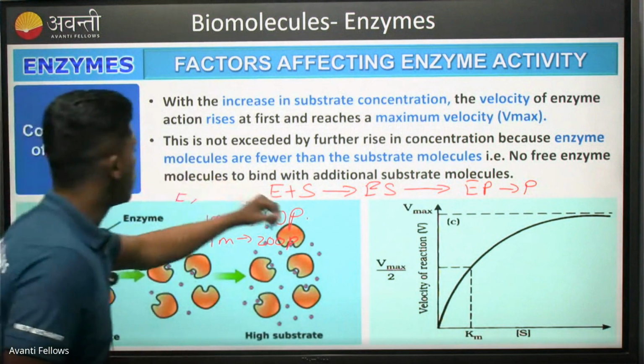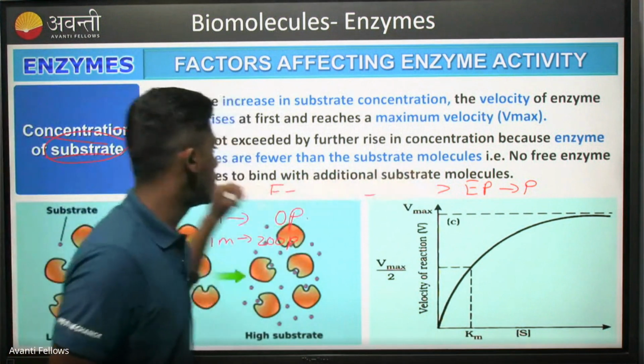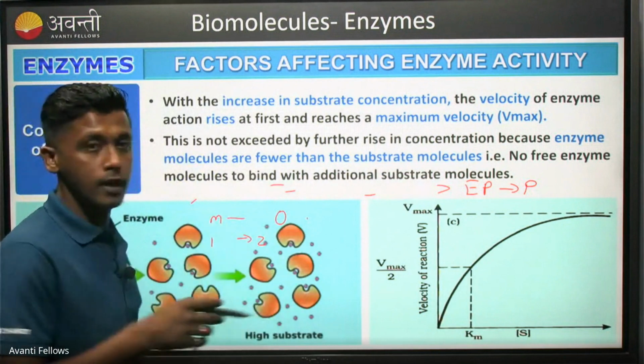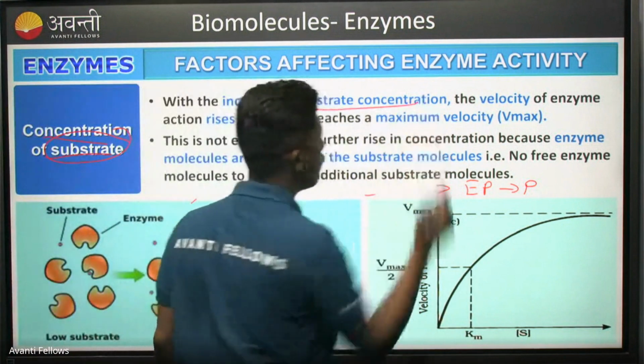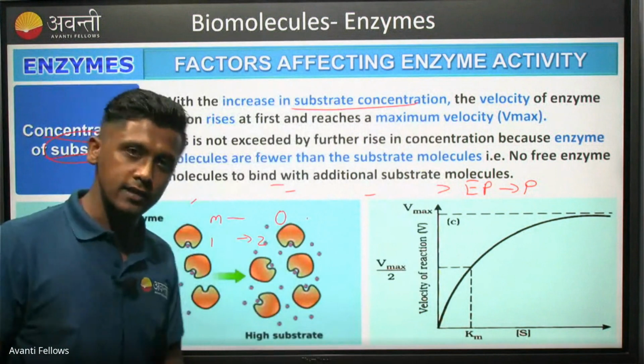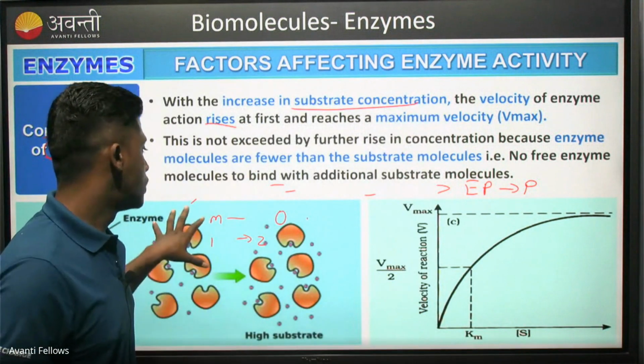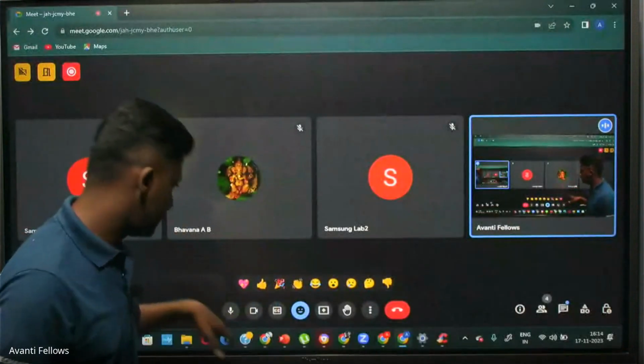When we talk about substrate concentration, for example, if I have an increase in the substrate concentration, now what will happen? The velocity of the enzyme also rises. So this is a vice versa situation.